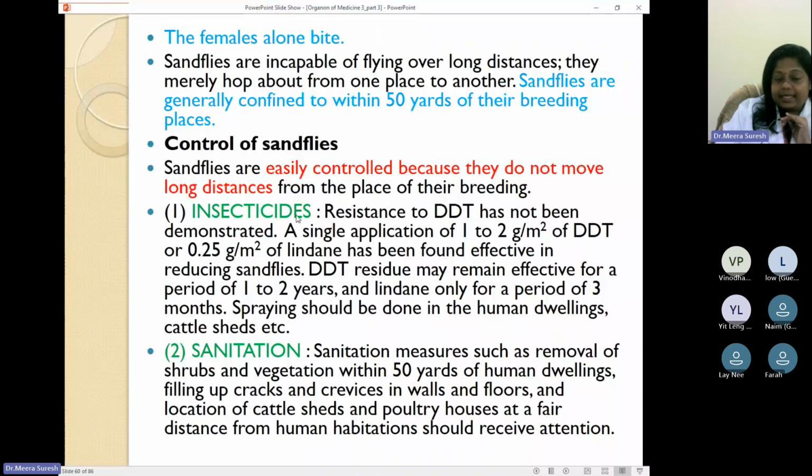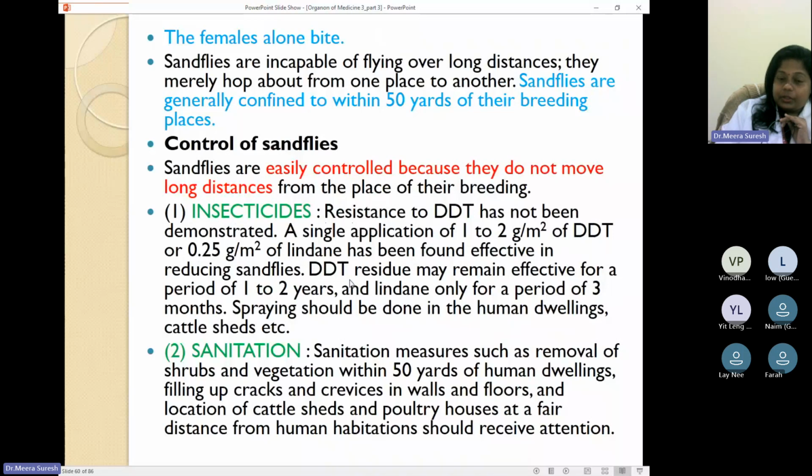So, starting with insecticides, up to now they have not shown any resistance to DDT. So, we can continue to use DDT for them. 1 to 2 gram per meter squared of DDT or 0.24 gram per meter squared of lindane has been found effective in reducing sandflies. In case of DDT, the residual action will be there for at least 1 to 2 years, and lindane only for a period of 3 months.